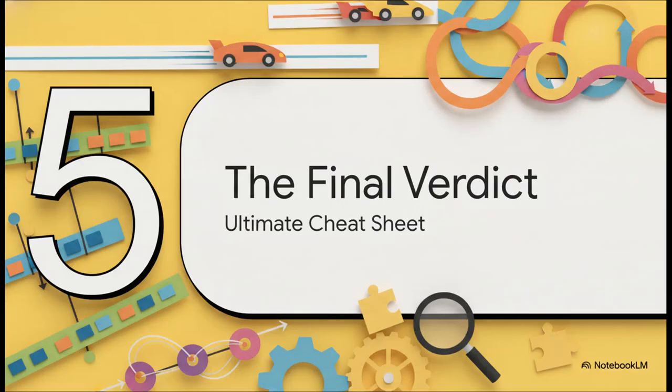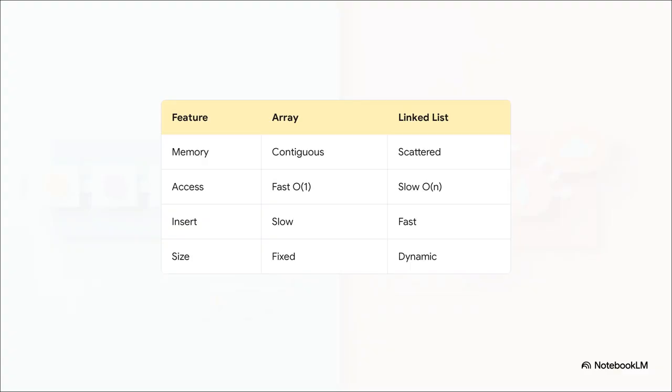And we made it to section 5, the final verdict, the ultimate cheat sheet. Let's synthesize everything we've talked about today into your ultimate survival guide. Okay, if you're prepping for an interview, I highly recommend you take a screenshot of this summary matrix right now. This is the gold mine. Knowing exactly when to utilize continuous, fast access memory versus flexible, scattered pointers is the absolute key to acing your test.